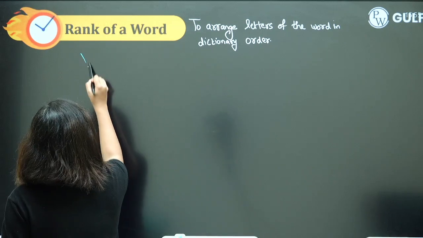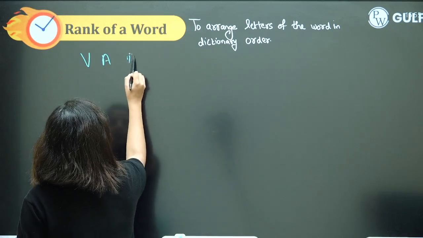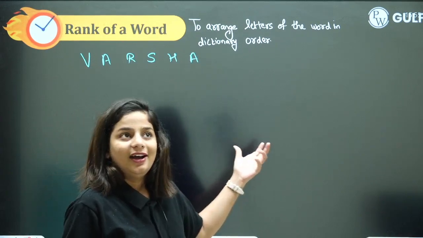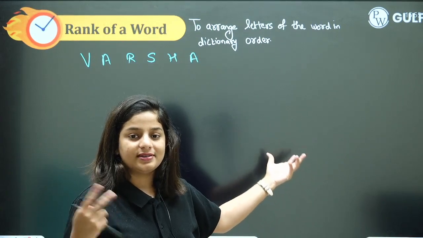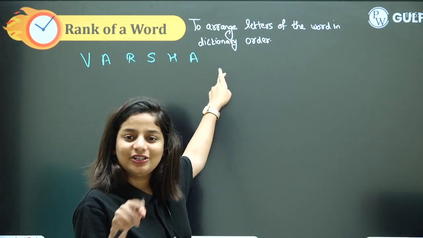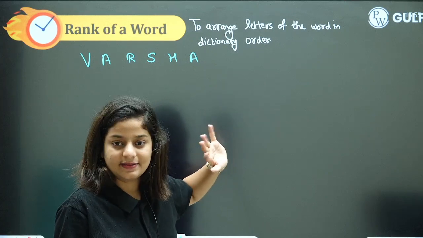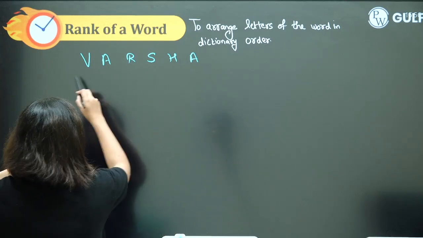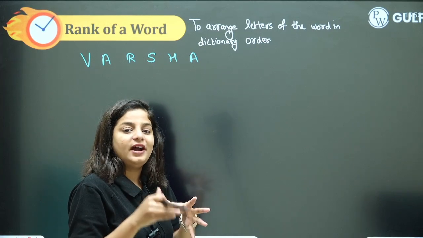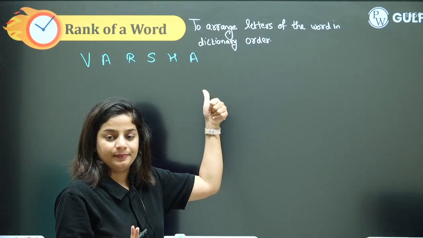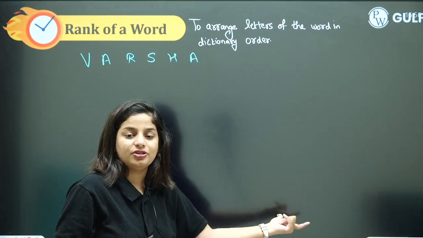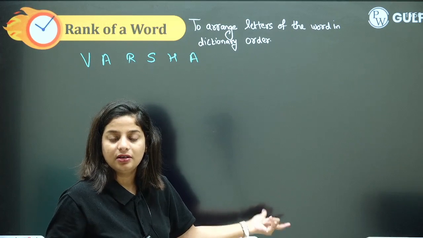So if they ask you a question, arrange letters of the word Varsha. I always like to take my example because it is long, so you understand by the time I finish. It has 2 objects alike. It also covers the case of alikeness. Arrange the letters of the word Varsha and find what will be rank of the word Varsha. When you arrange them, Varsha will come at which position when you arrange all the letters.